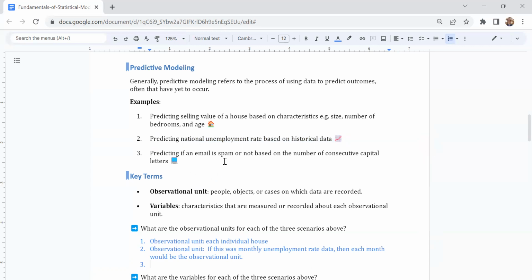Okay. So number 3, if an email is spam or not. Okay, so our observational units in this case are each individual email. Okay. That's what we recorded things about. So that's what our observational unit will be.